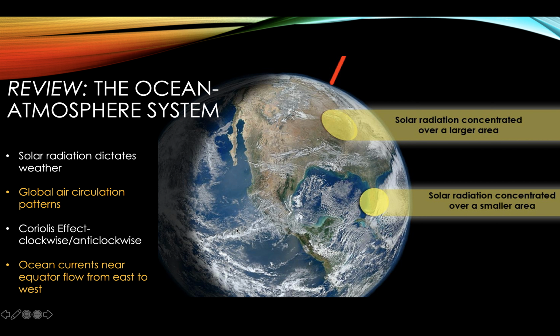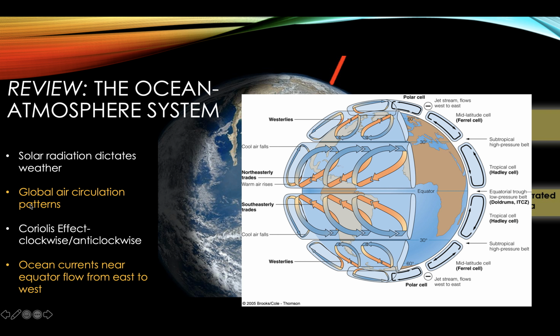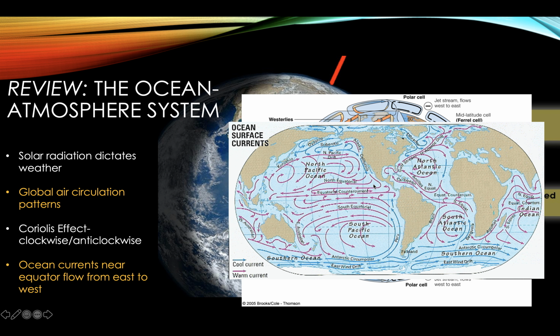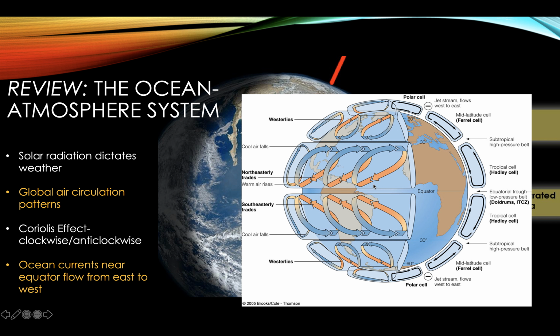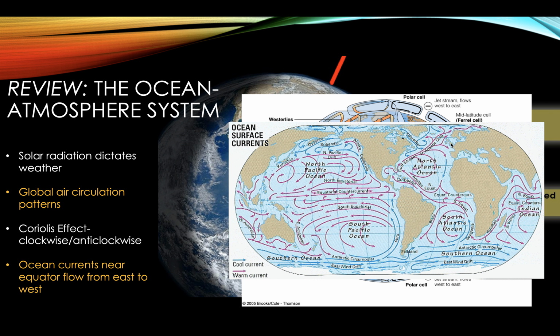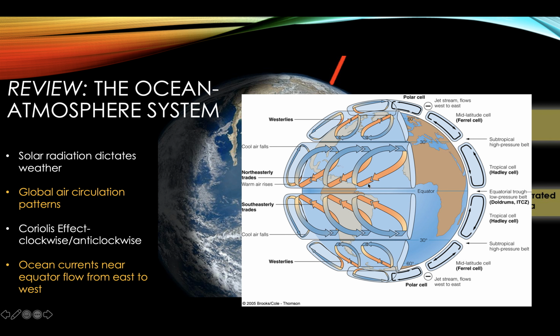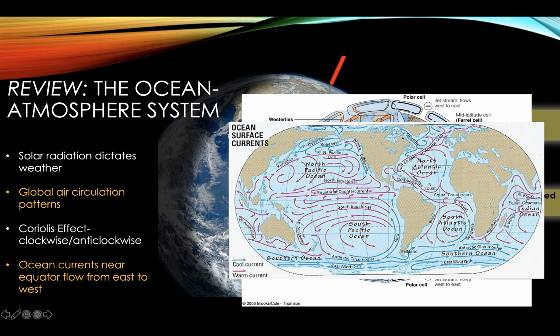And so ocean currents at the equator will follow these trade winds, right? As a result of the Coriolis effect, we have these global air circulation patterns that will dictate our ocean currents. Here's a map of the wind belts on Earth, and then overlaid here's a map of the ocean currents on Earth. You can flip back and forth and see how they compare. They're not exactly parallel, but they are mostly parallel.